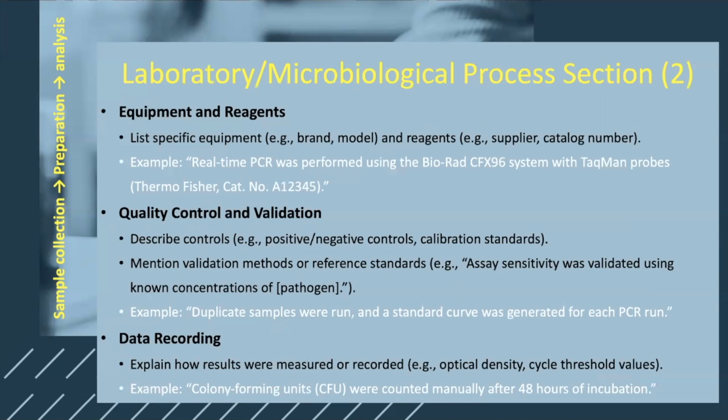Let's talk about the equipment and reagents section. This is where you'll list out all the specific tools and materials you used in your experiments. It's like setting the stage for the great show that is your research. When you mention equipment, be specific. Include the brand and model.